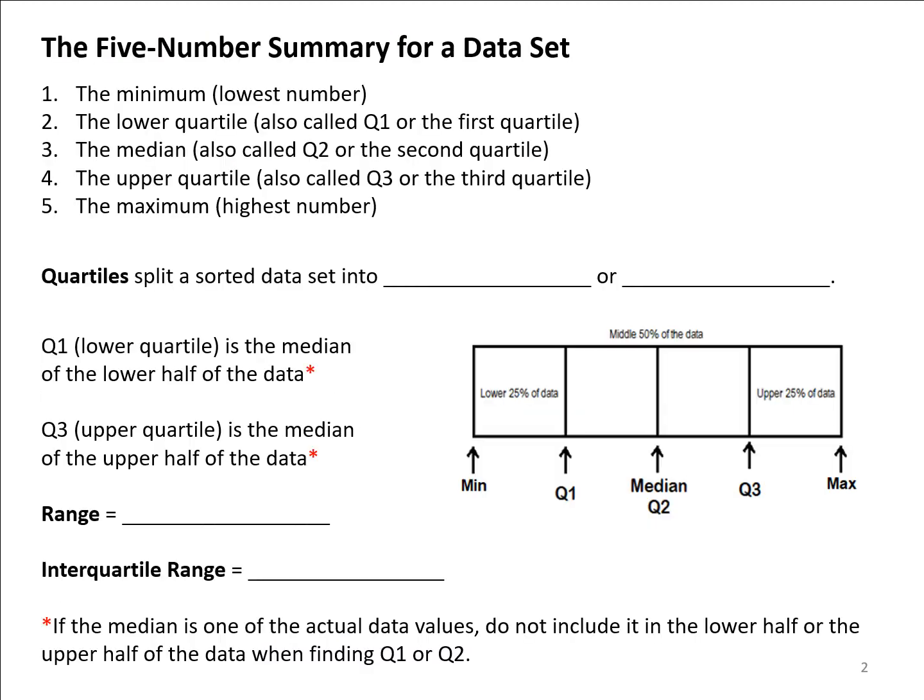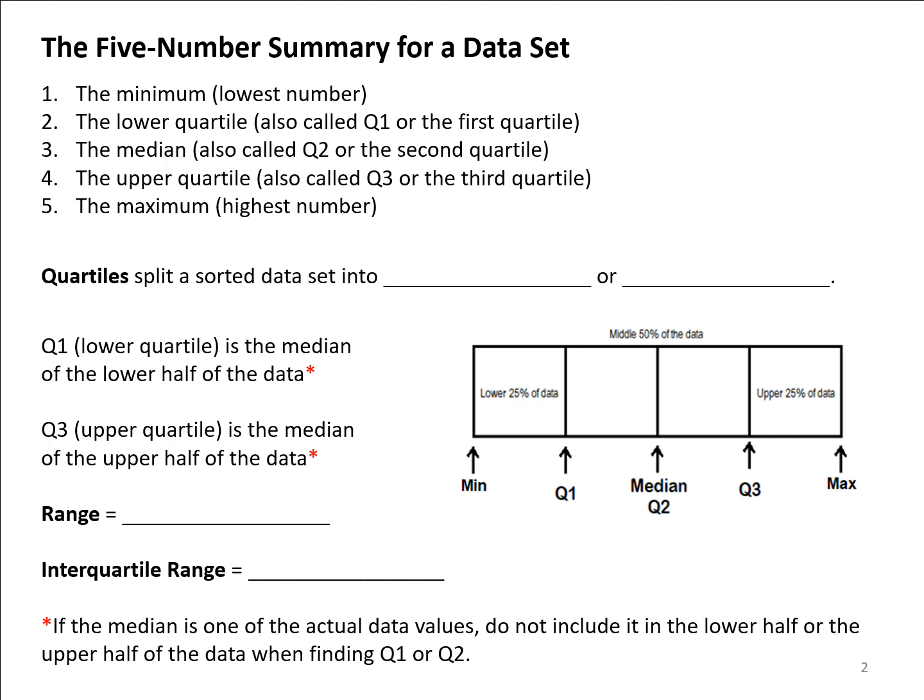Now the range is very affected by outliers, so sometimes we want to go beyond that, and so we're going to look at several other ways that we can talk about spread. And one of them is what we call the 5-number summary for a data set. The 5-number summary contains, just as it mentions, 5 numbers.